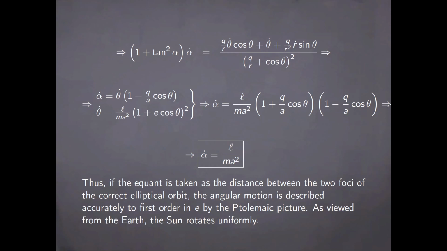So the conclusion is that if the equant is taken as the distance between the two foci of the correct elliptical orbit, then the angular motion is described accurately to first order in the eccentricity by the Ptolemaic picture. And as viewed from the Earth, the Sun rotates uniformly, which constitutes the basis of the ancient Ptolemaic model of the solar system.